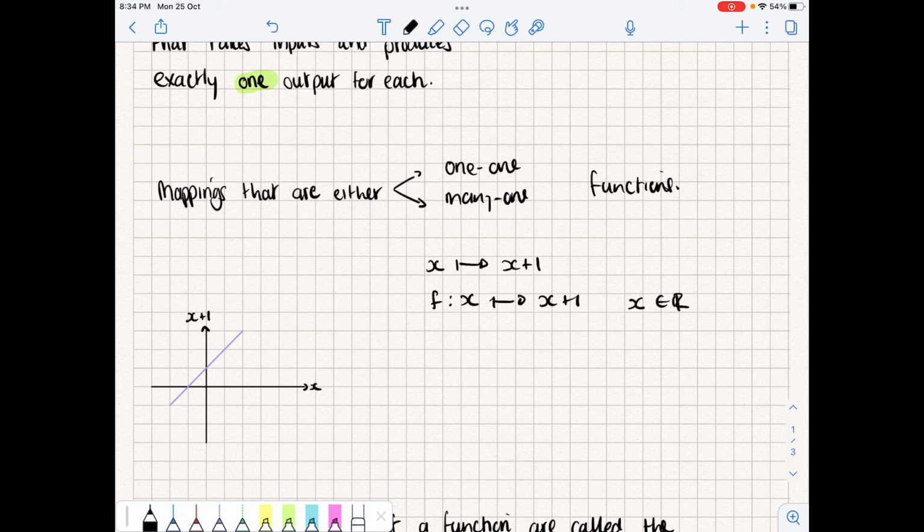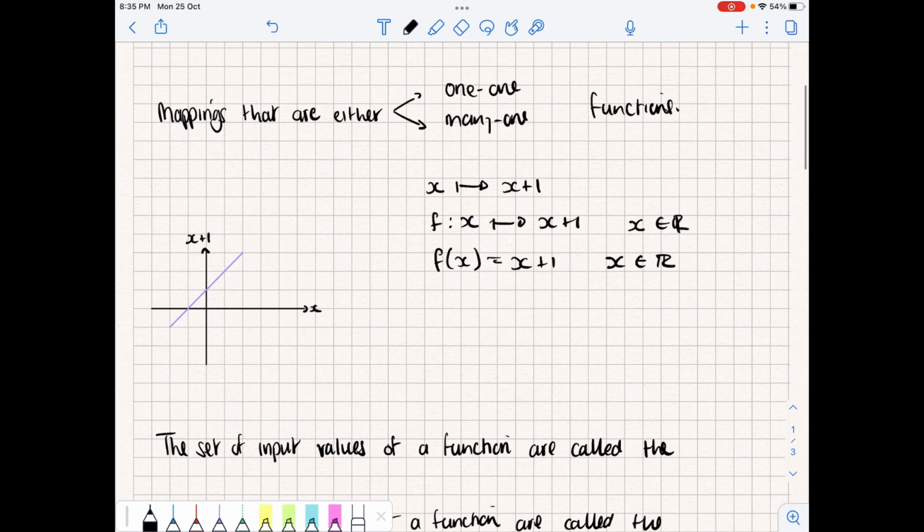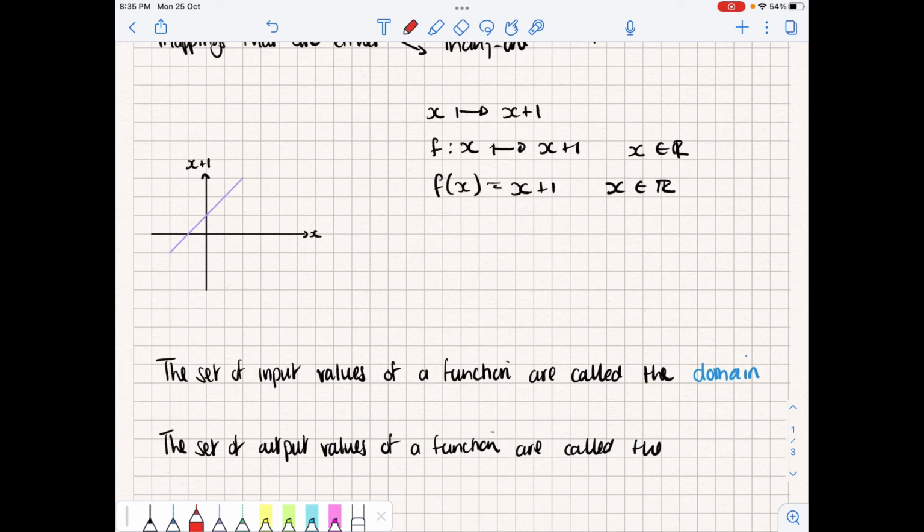An alternative way of expressing a function is with function notation, f of x equal to x plus 1, and again we could express that x is an element of the real numbers. Now if we consider a function, especially a one-to-one or many-to-one function, there are two very important concepts that we need to know about them, and those are their domain and their range. So very simply, the set of input values of a function are called the domain. And the set of output values of a function are called the range.